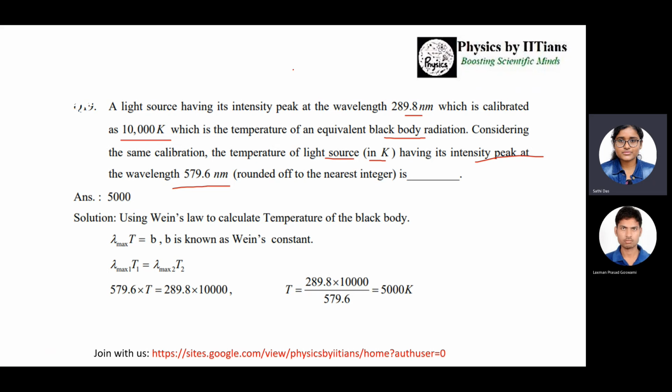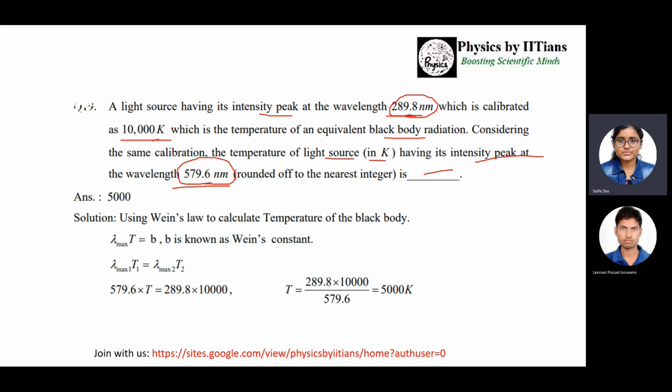So, what is given here? It is given that the intensity peak is at wavelength lambda maximum of 289.8 nanometer. For this you get the temperature of 10,000 Kelvin, and then you have to find out what is the temperature for another lambda max, which is 579.6. So what will be the temperature of the light source?